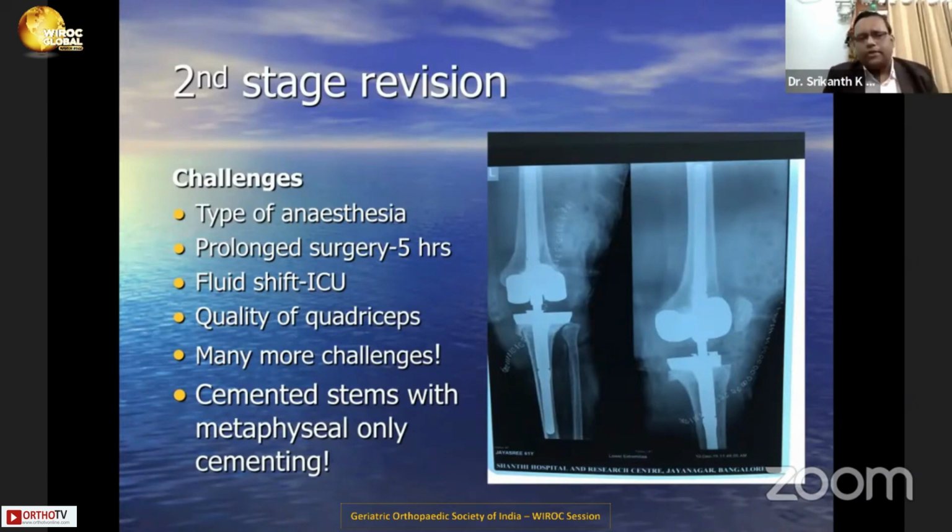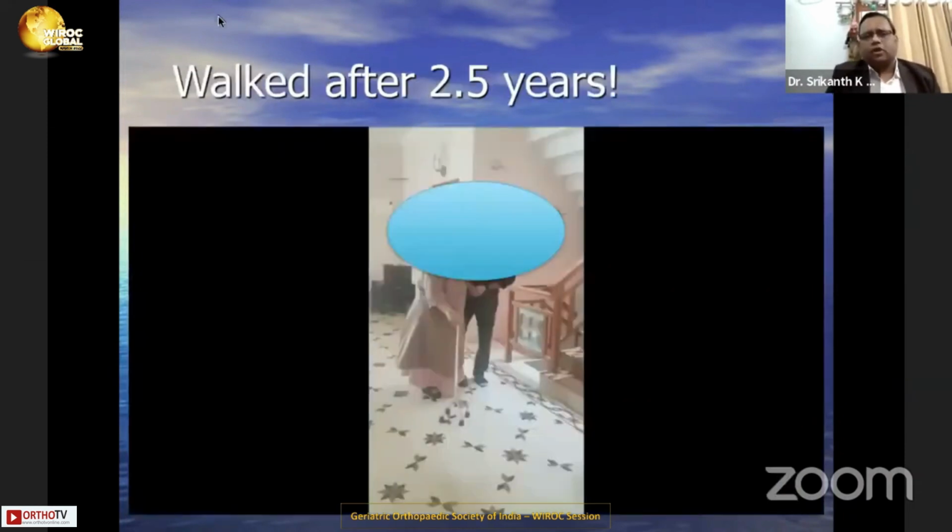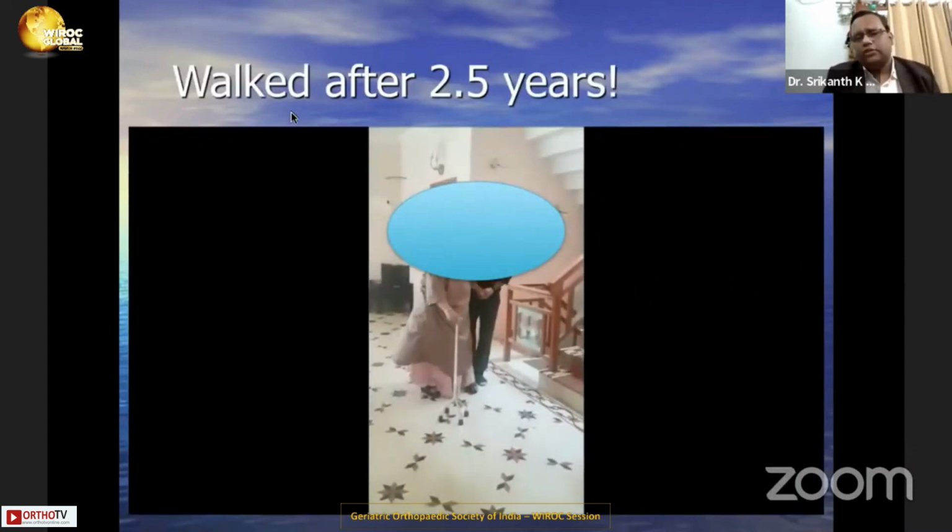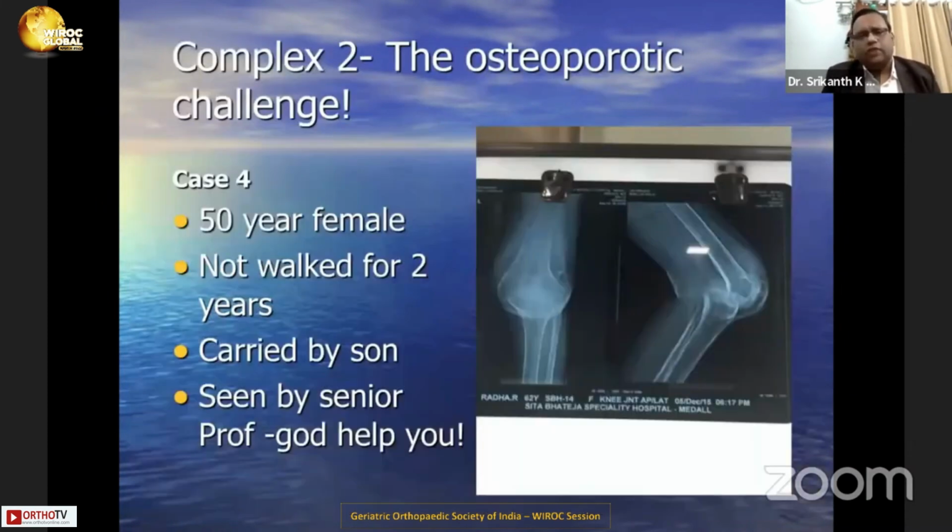It's quite important because recently, there was a situation in Bangalore where, in an infected case, a fully cemented stem was used. And unfortunately for this particular surgeon, the infection recurred 4 weeks post surgery, and there's no way to remove the cemented stem. So they had to do an osteotomy of both the tibia and femur and take it out, and unfortunately had to fuse the knee. This lady walked 5.5 years following a bedridden state. That's what gives us happiness.